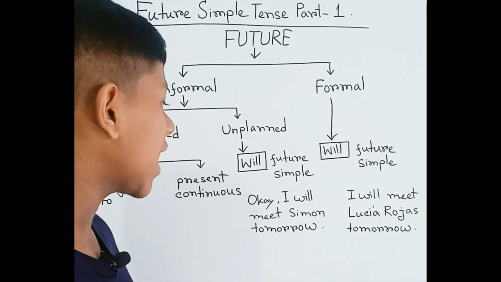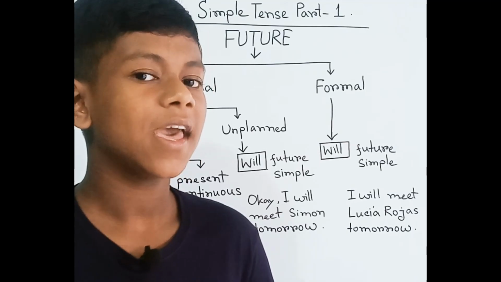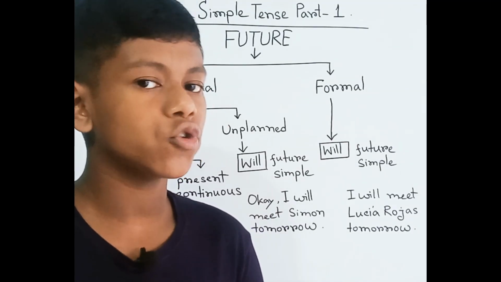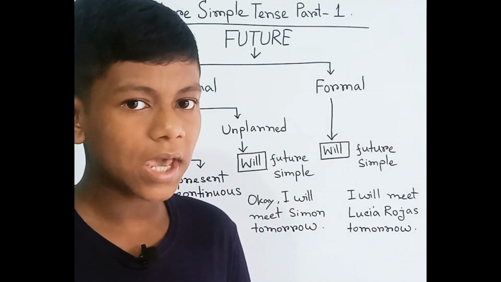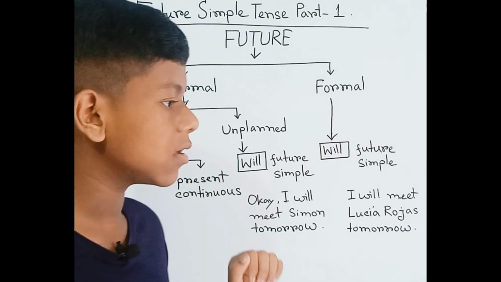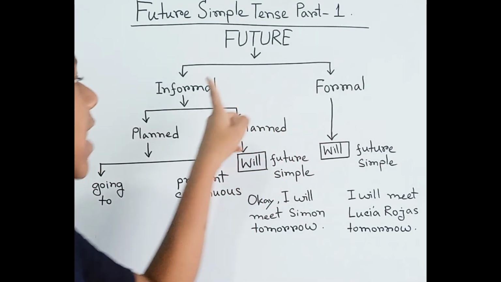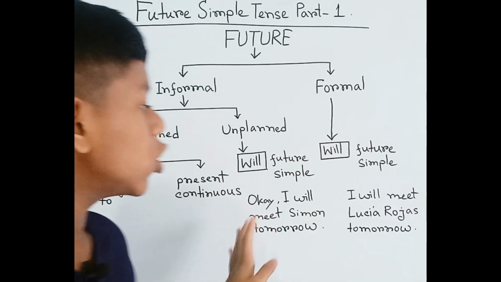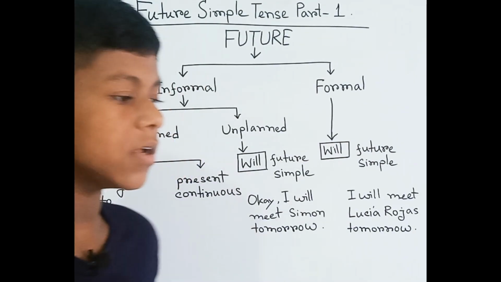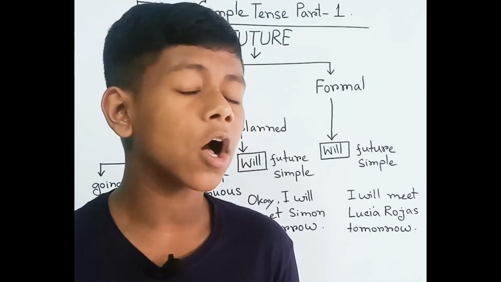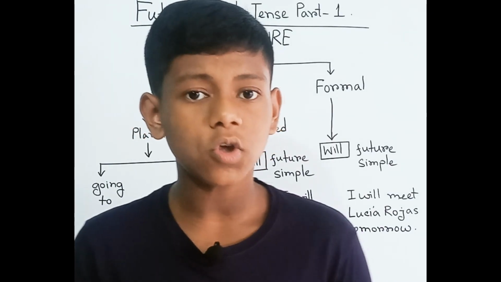Here we can see, I will meet Simon tomorrow, which indicates that you have directly said it, and now you will meet Simon tomorrow. So it happens after now, which is indicated by the word tomorrow. Have we understood or not? We have already understood these two kinds of expressions, formal and informal, and in these expressions there are some rules. No problem. Here it's just an introduction and an overview of future simple tense. By this you can understand.